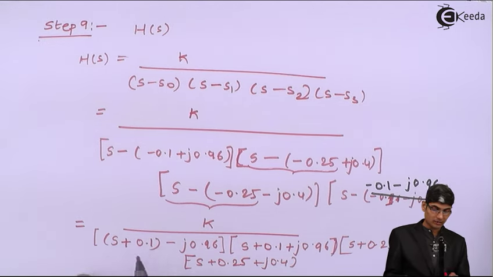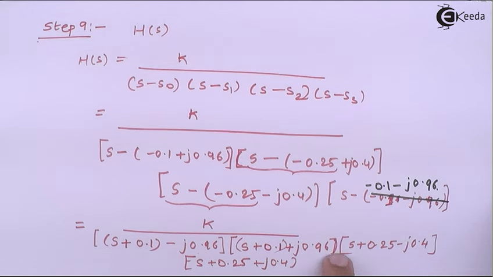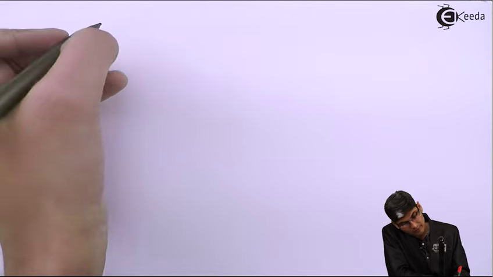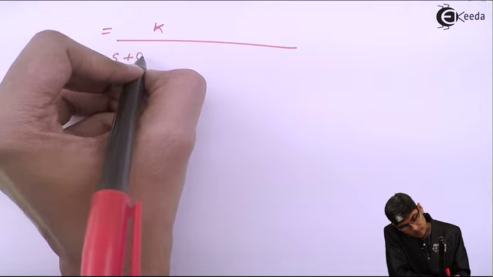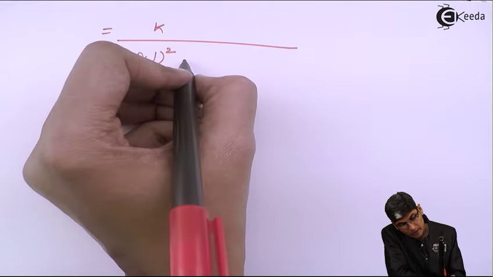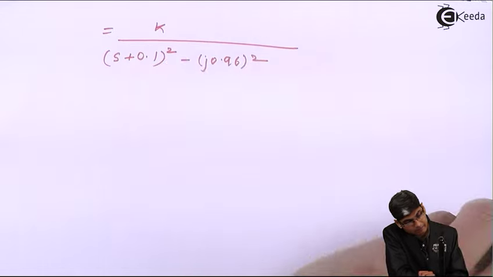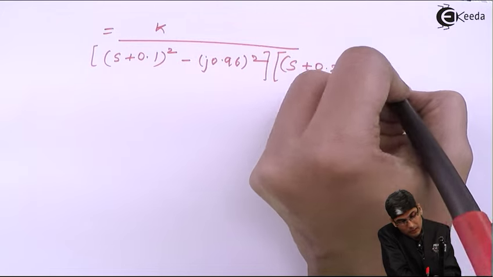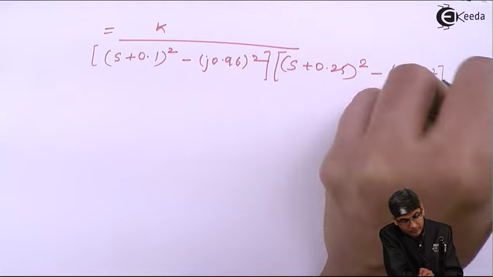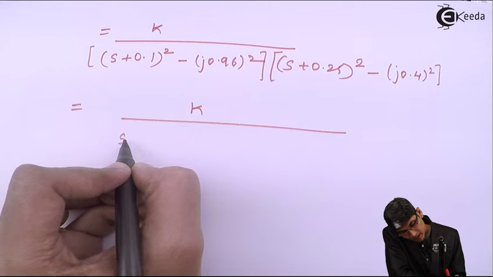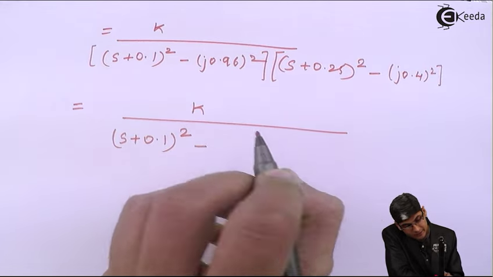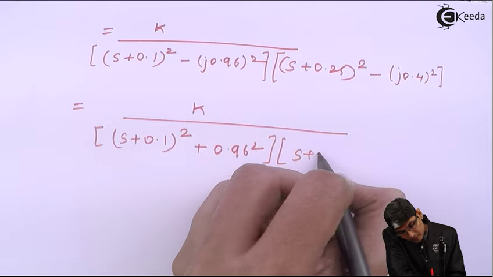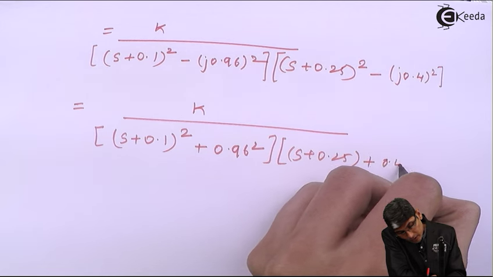Now, you see this term as this is my A, this is my B. So A minus B into A plus B will give me A square minus B square. So now I will get k upon A, which is s plus 0.1 the whole square, correct? Now, B square is minus j 0.96 the whole square. This is one term. Second term is s plus 0.25 the whole square minus j 0.4 the whole square, right? Now I will put it like this, k upon s plus 0.1 the whole square minus, now j square is minus 1, so this becomes plus 0.96 square, and this becomes s plus 0.25 plus 0.4 square.